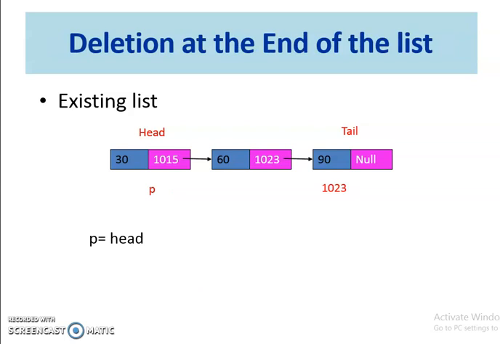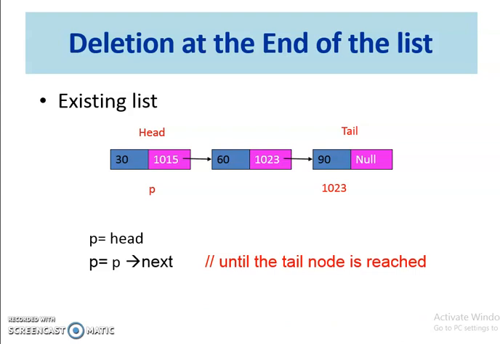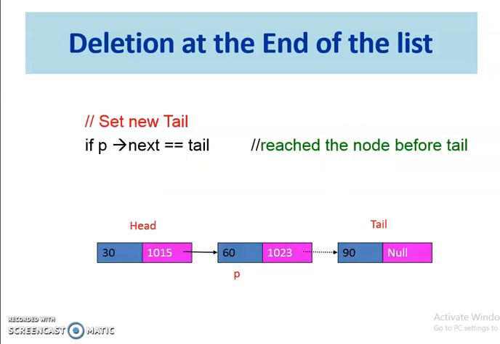Next, let us see how the deletion is done at the end of the list. Consider a pointer P initially pointing to the head, and this pointer will be traversing till it reaches the tail node. Now set the new tail. P.next is equal to tail.